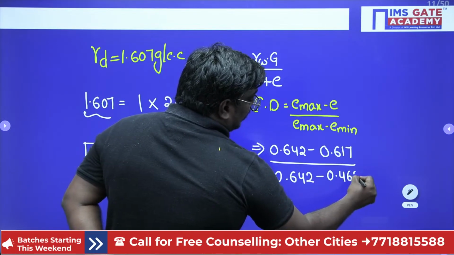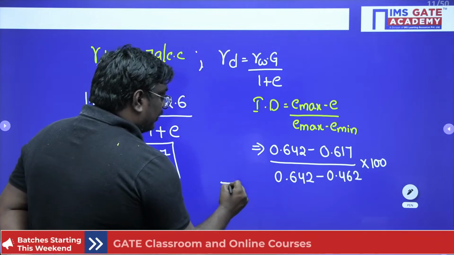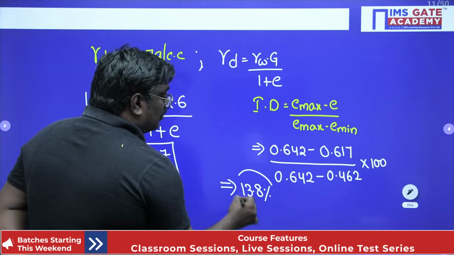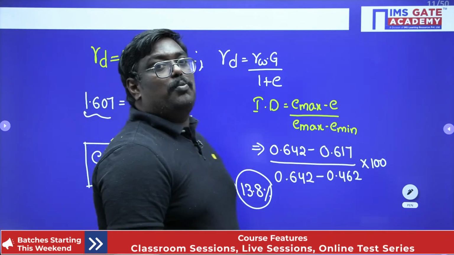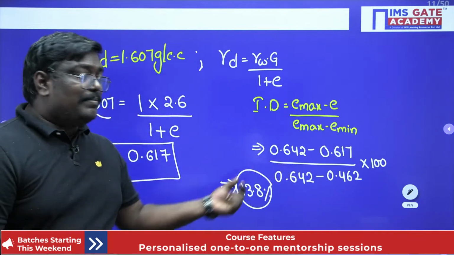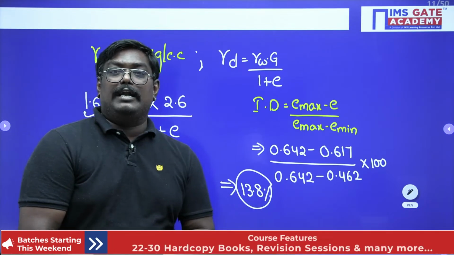If you want to get it in percentage, you have to multiply with 100 and you will get a value of around 13.8 percent. If you don't multiply with 100, it will be 0.138. Now, my dear students, in this problem, they have asked just the relative density. So you have told it is 13.8 percent.